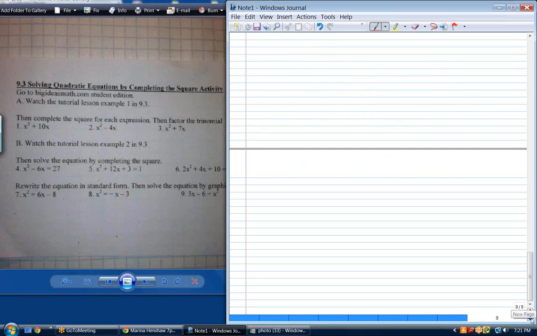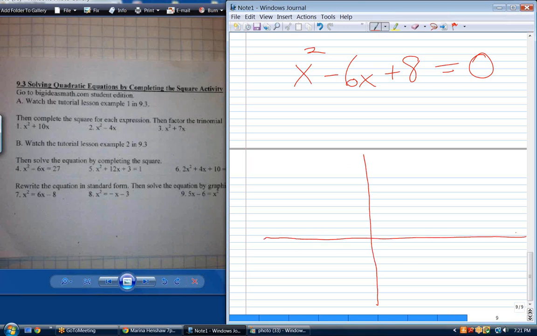You could make a table. No, you couldn't really. What do we have here? We have x squared minus 6x plus 8 equals 0. Well, we know that's a parabola. Where's its vertex? Let's do it this way. I'm not sure exactly how they want you to graph this. Yeah, they probably want us to find the vertex.